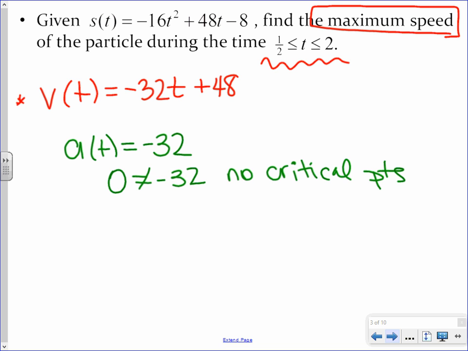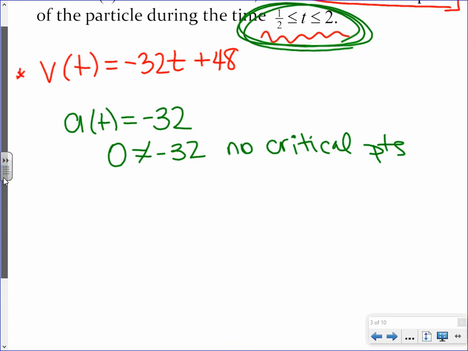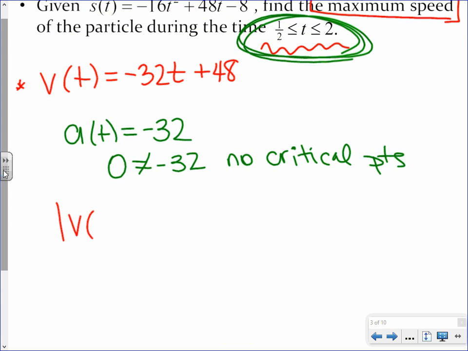Okay, so does that mean there is not a maximum speed? No. Okay, what does it mean? Is it 2? We're on an interval. When we find a maximum or a minimum on an interval, what do we have to do besides checking critical points? Plug in the interval. We also have to plug in the endpoint. So if we're talking about maximum speed, we want to know what the speed is at 1/2 and the speed at 2.